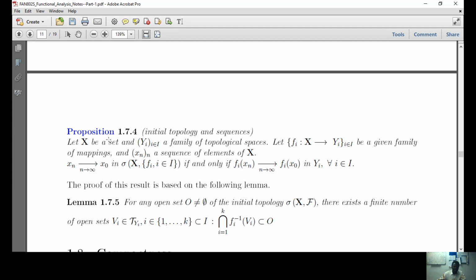And this is exactly the same convergence we'll be using later on when we'll be talking about weak topology in a Banach space. We have a Banach space which already has its norm, and now we have the strong topology defined by the norm, but we can also define the weak topology by constructing an initial topology. We will see that later on.